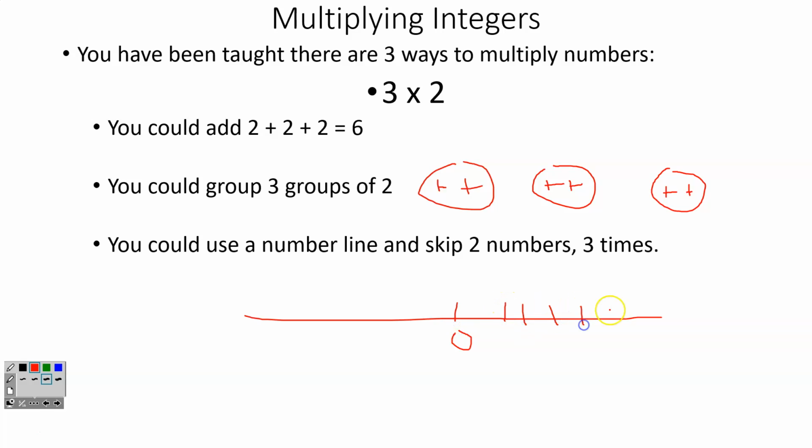1, 2, 3, 4. It means you skip 2 numbers 3 times. Skip that number, skip that number, skip that number. Any way you look at it, you're going to get an answer of 6. Well, multiplying integers works in exactly the same way.